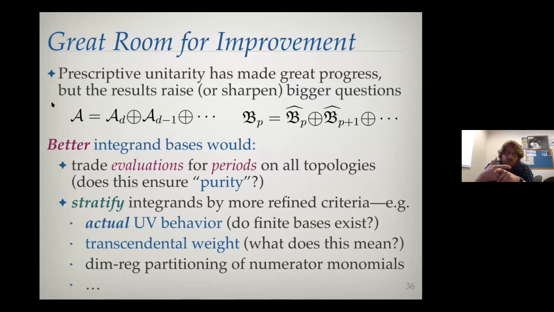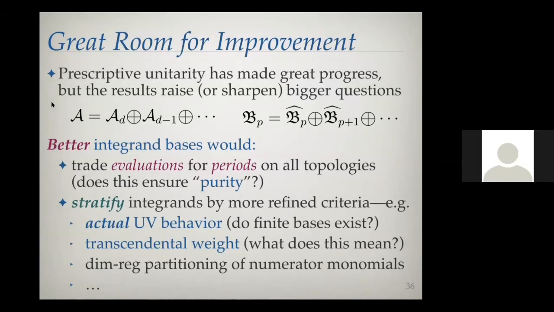At 2 loops and higher, absolutely yes too, but there's a little bit less data sitting around. I mean, how many pure Yang-Mills 2-loop amplitudes are known at the integrand level? But great question, Nima.